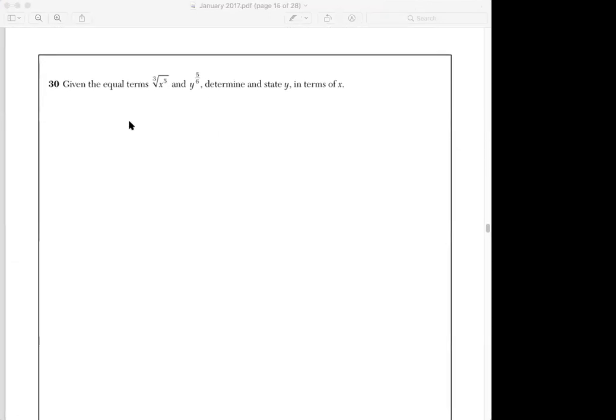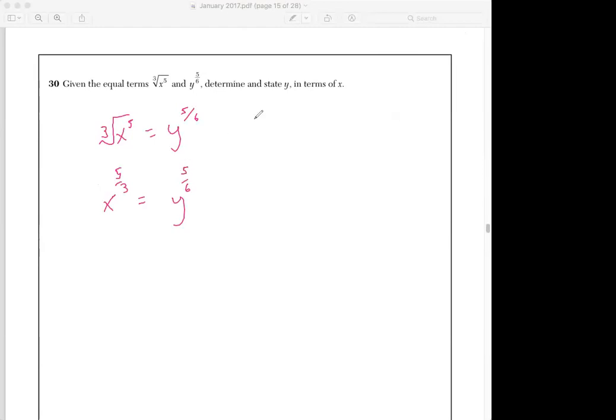Okay, given the equal terms, determine and state y in terms of x. That just means solve for y. So we set these equal to each other. Cubed root of x to the 5th equals y to the 5/6. I'll convert this. X to the 5/3 equals y to the 5/6.